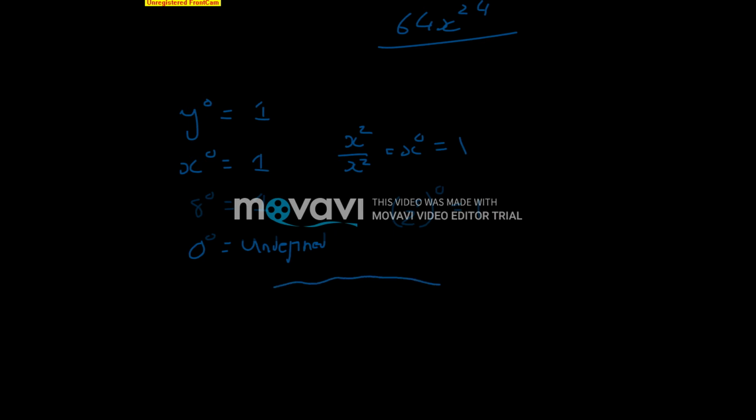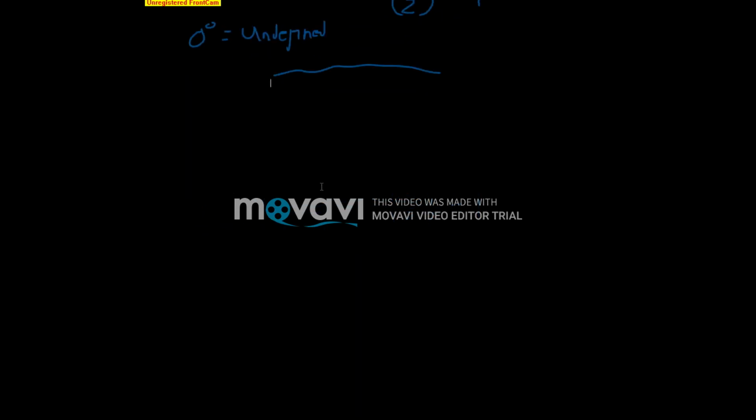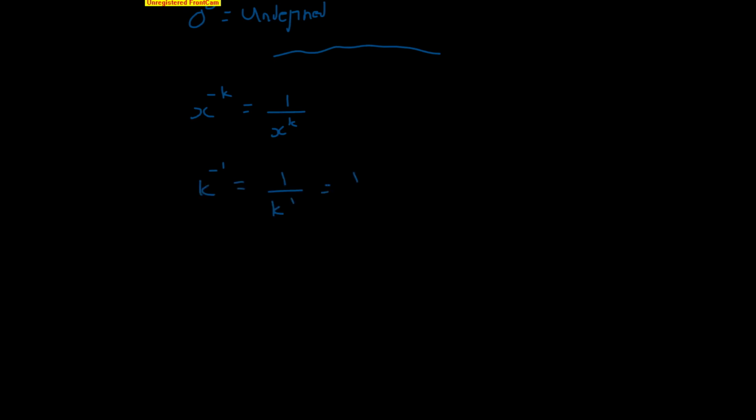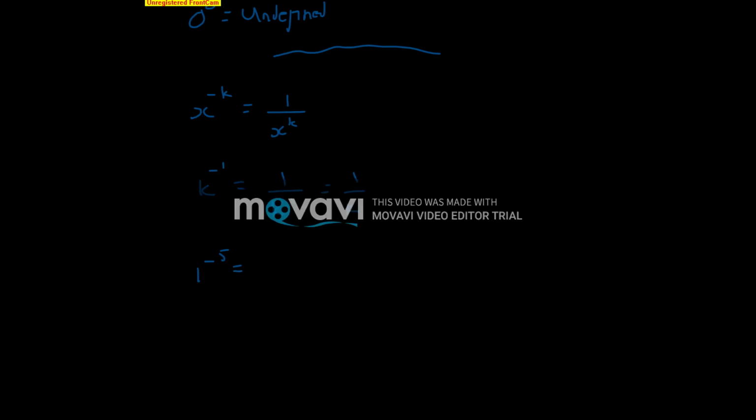The other rule, which we touched on last time, was the fraction rule. So let's write it down. X to the minus k is equal to 1 over x to the k. K to the minus 1 is going to be equal to 1 over k to the 1, which is just 1 over k. 1 to the minus 5, 1 over 5. Nice and straightforward.